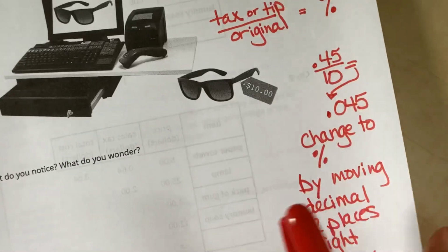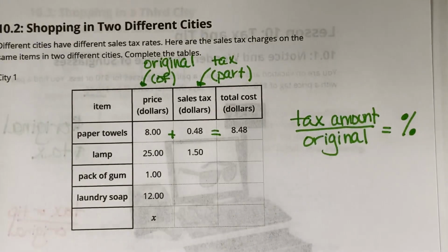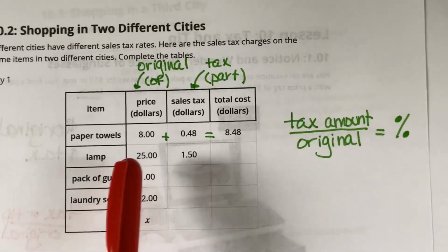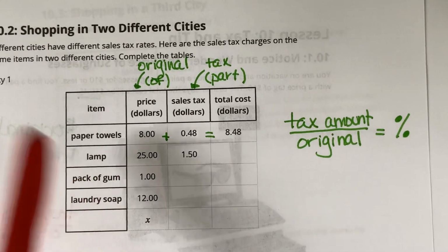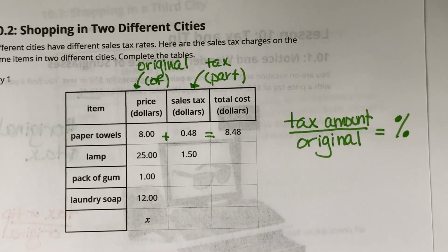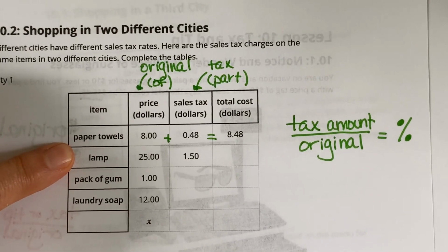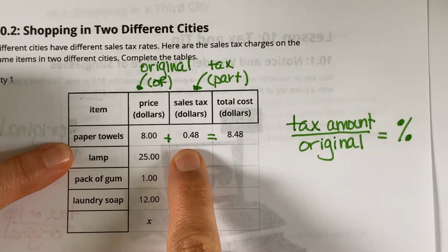All right, so on this page, I already filled in a little bit. I didn't make a mistake this time. I just did it ahead of time. So it's kind of showing you the same thing and kind of what I just said. We have City 1 and City 2. We're going to look at City 1, then we'll do City 2. It says paper towels are $8. It's 48 cents in sales tax.